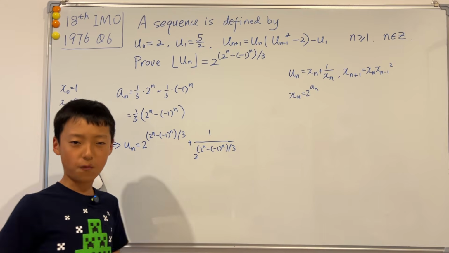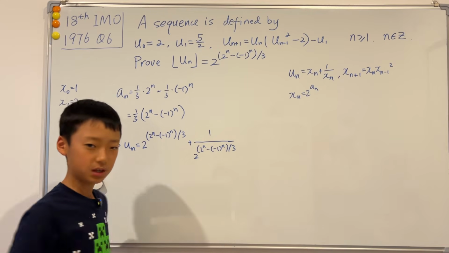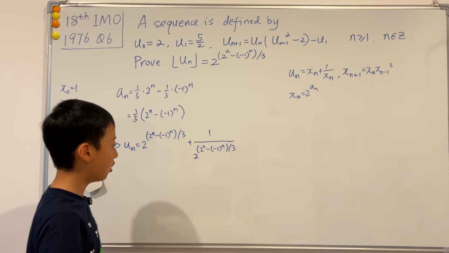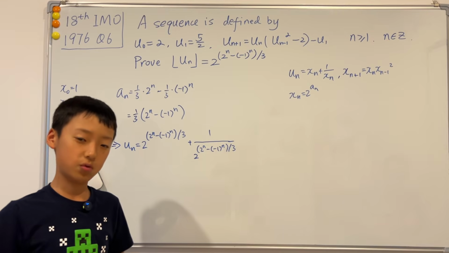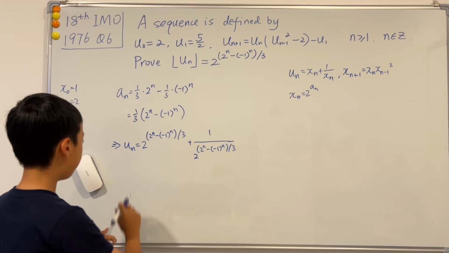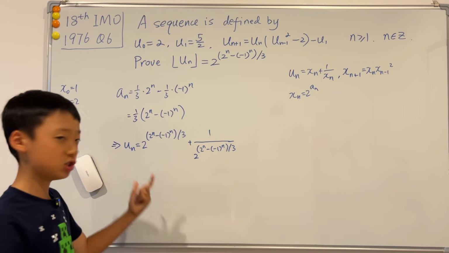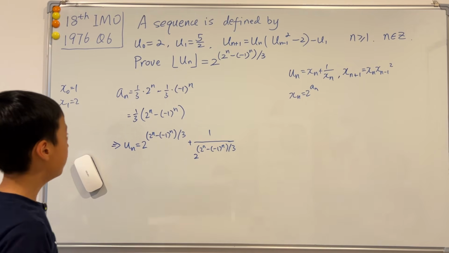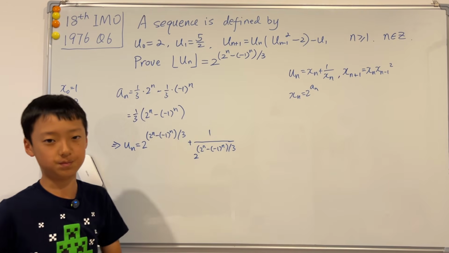And isn't it obvious that this is greater than 1? Because this is 2 to the power of something. Of course that's greater than 1. So if this is greater than 1, then reciprocal, it's a decimal that's less than 1. So we know that the floor of u_n has to be this bit, which is the integer part. So this is the final answer of this very hard IMO question.